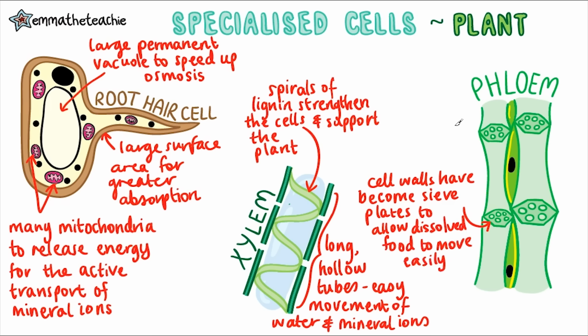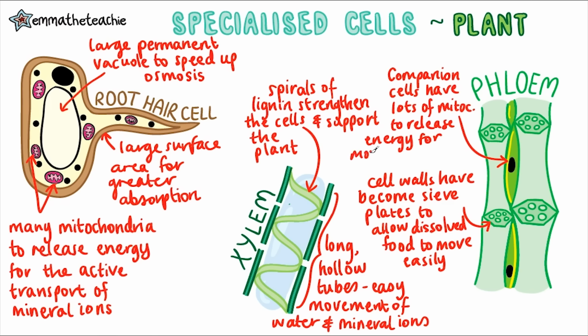and down through them. We've got another type of cell here, which is called a companion cell, and it's adjacent to the phloem cells. These have lots of mitochondria, and they release the energy that allows the dissolved food to be moved up and down through the plant.